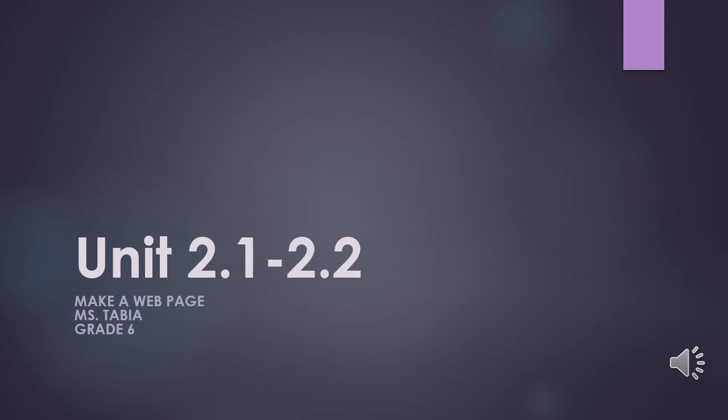Today we are going to start a new unit from our book, that is Digital Literacy, unit number 2.1, that is make a web page. First of all, we are going to learn what is the meaning of digital literacy. It is the ability to use information and communication technologies to find, to evaluate, to create and communicate information effectively.